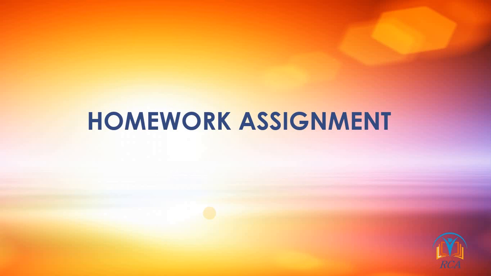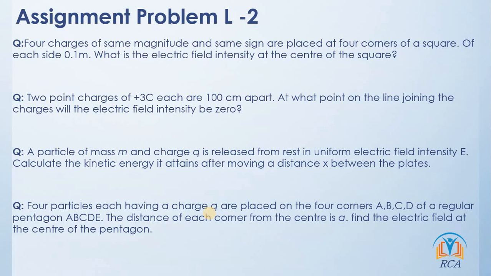Now what do we come up to? We come up to the homework assignment. What homework do we have this time? We have 4 questions, 4 simple numericals. What is the first numerical for lecture 2? 4 charges of the same magnitude and same sign are placed at 4 corners of a square of each side 0.1 meter. What is the electric field intensity at the center of the square? Pretty simple question, but you're still supposed to do this.